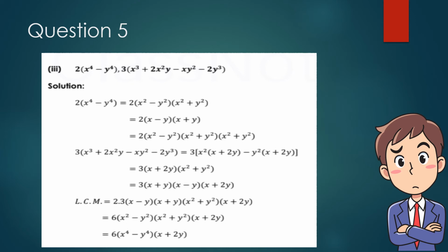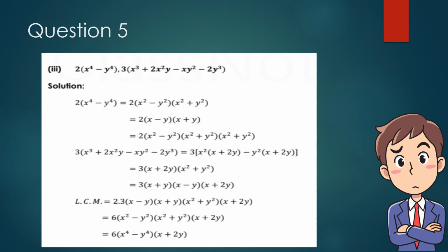So now we will factorize each polynomial. 2 into x raised to power 4 minus y raised to power 4 will give you 2 into x square minus y square, x square plus y square. So you have a square minus b square formula. Now we will apply this formula on the first bracket. We will be left with 2 into x minus y, x plus y into x square plus y square.